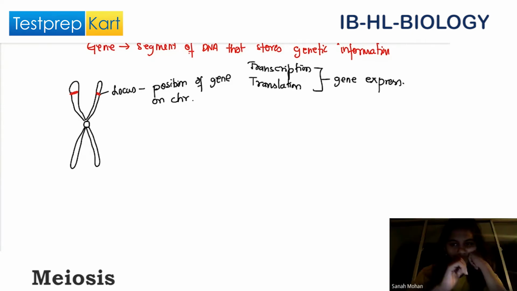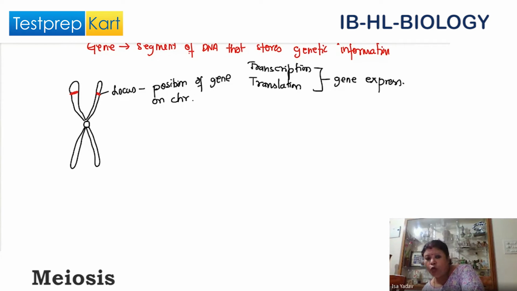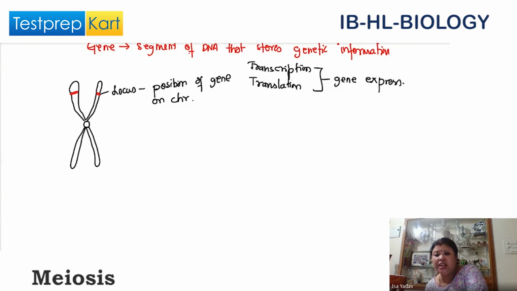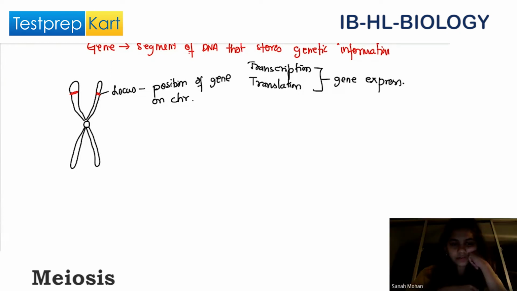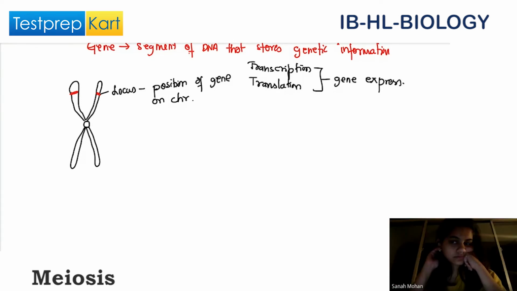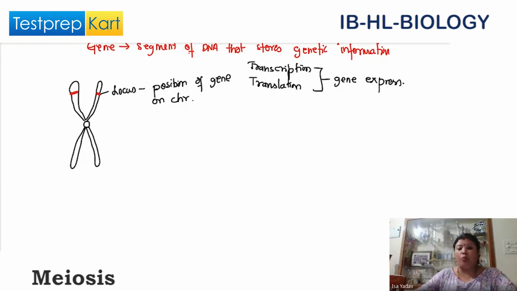Why did I draw this line on both the arms of the chromosome? What does it mean? The gene has its another pair, yes or no? Yes. The gene occurs in the form of pairs. One will be in one arm of the chromosome, another will be in the other arm of the chromosome.